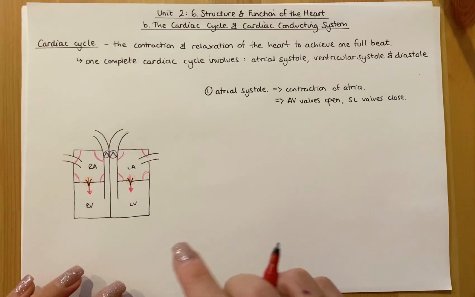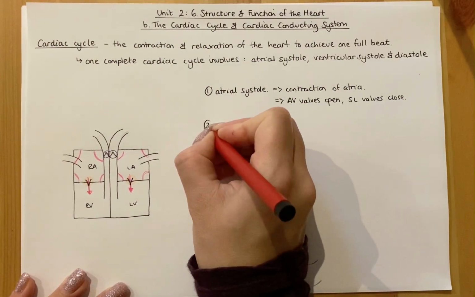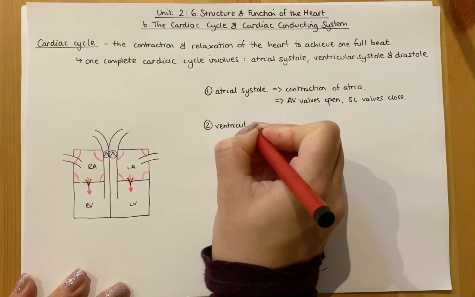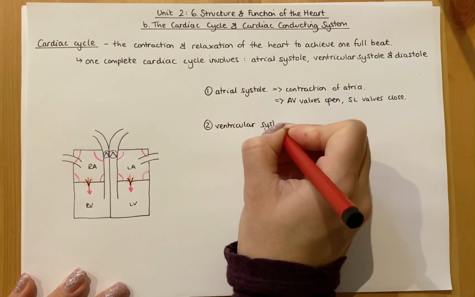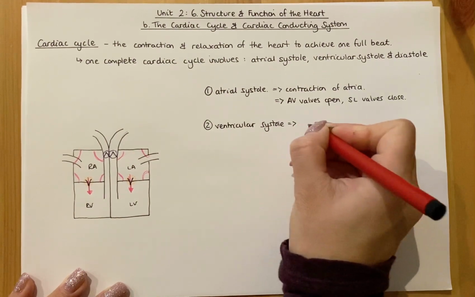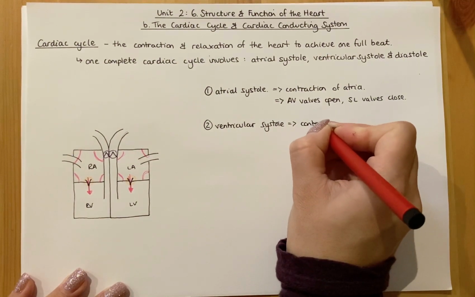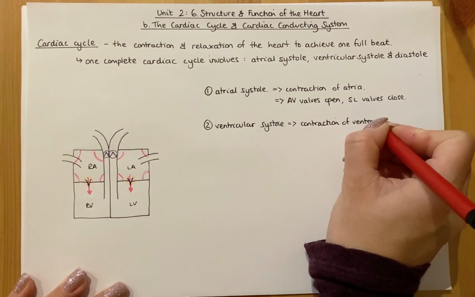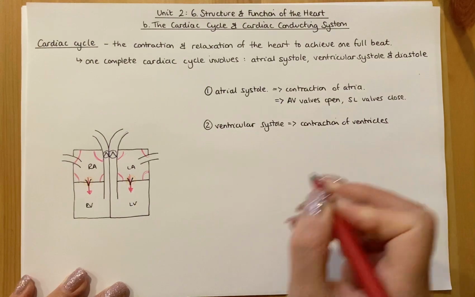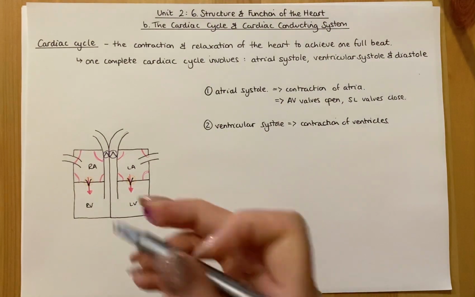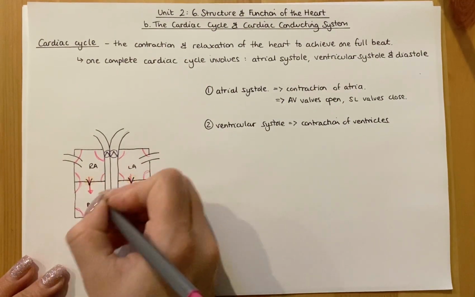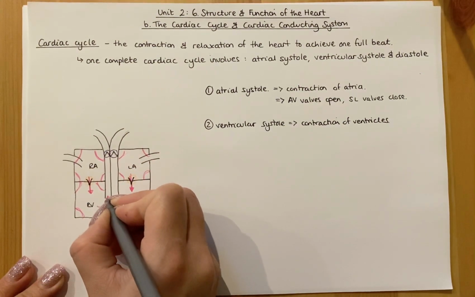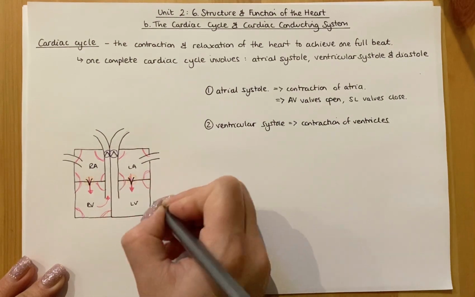Now the second part of this process would be the ventricular systole. The ventricles then would have to squeeze, and by squeeze I mean contract. Systole just means contraction, so contraction specifically of those ventricles. When these ventricles squeeze, they're going to force blood up into those arteries. And that's the same for each side.